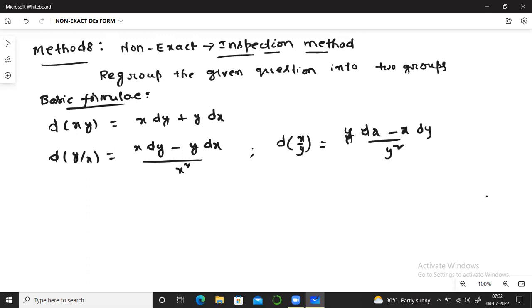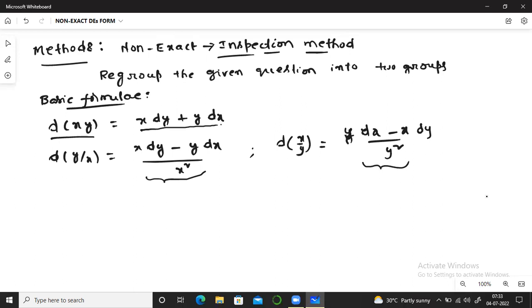It means, why this regroup I said is, when the question has the term x dy plus y dx, then what can you do? You can regroup it into d(xy), so that solving the problem is easy. If the question has this term, then automatically you can regroup it into d(y/x). If the question has this term, you can regroup it into d(x/y), so that the solution is easy.